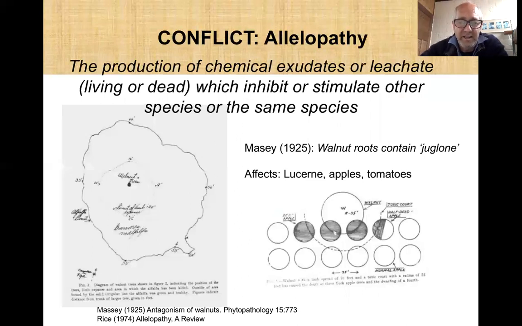This is where a tree has a complete negative effect on crops or plants growing in its vicinity. And the most famous example of allelopathy is the black walnut tree. And this goes back to the first papers on allelopathy in 1925 that looked at a walnut tree on a farm in North America, and they noticed that the lucerne crop, alfalfa, wouldn't grow in the vicinity of the walnut. This is the size of the walnut here, the canopy, that's the trunk in the middle, and there was no alfalfa or what we call lucerne growing in that vicinity at all.